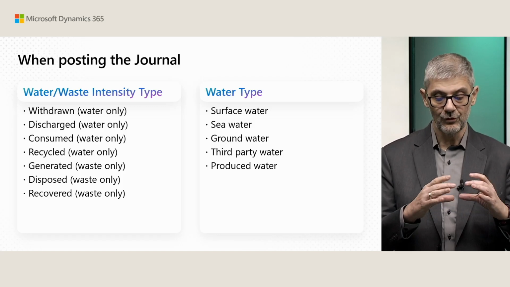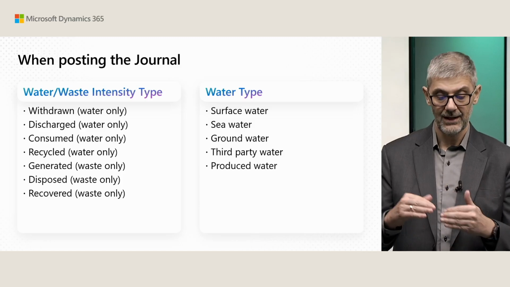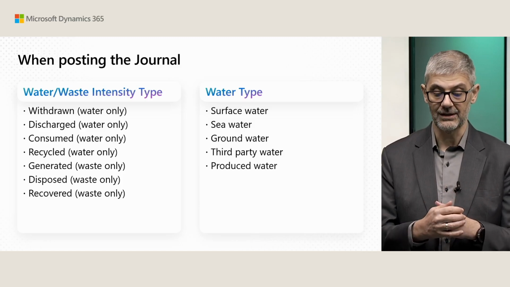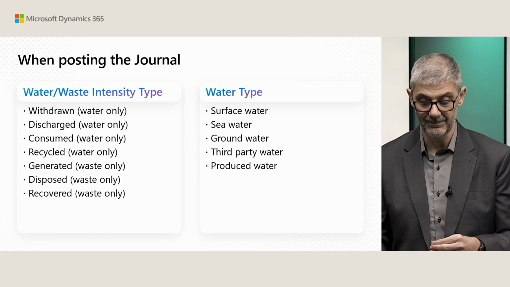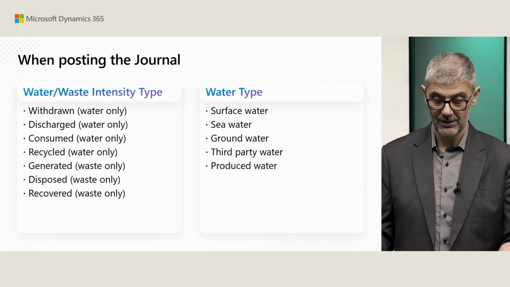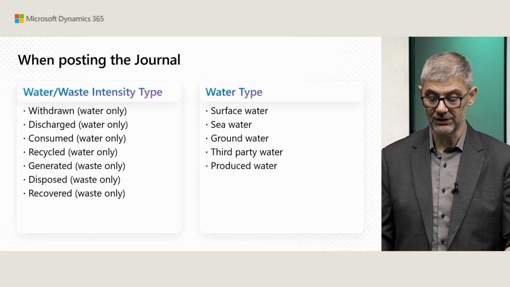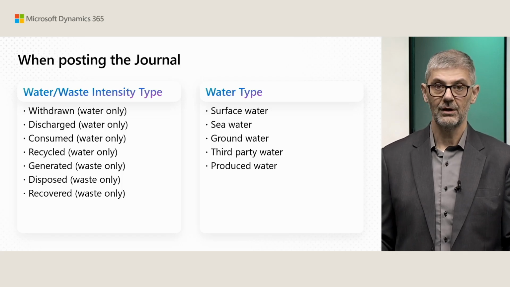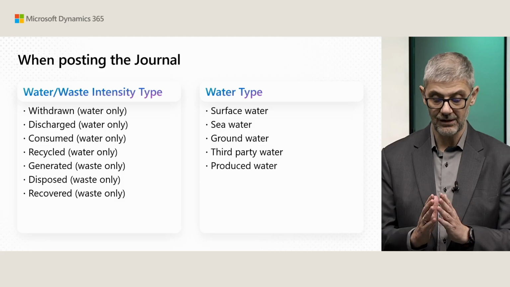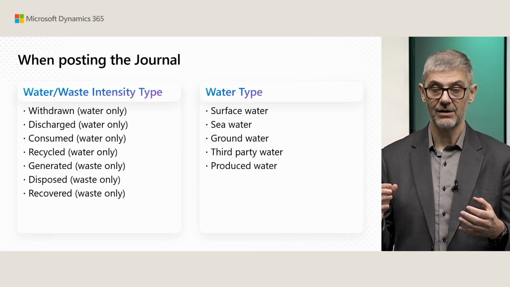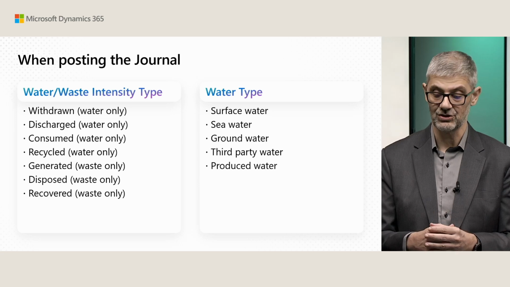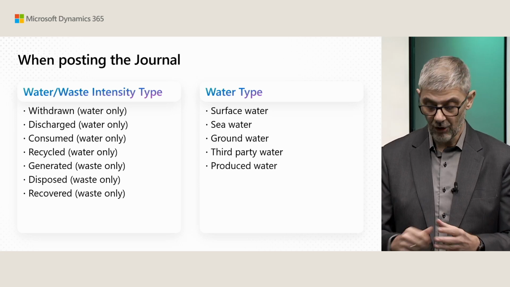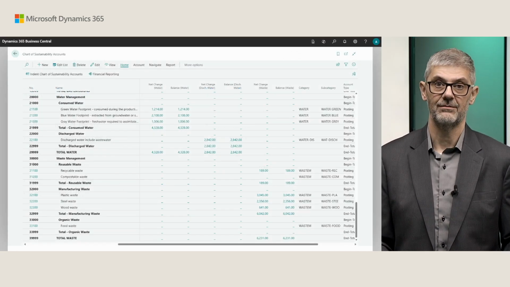Then further, if you are choosing water, besides the water intensity type, you need to choose a water type, and you can choose between surface water, seawater, groundwater, third-party water, and produced water. What I want to emphasize is that both of these options are enums, so you can extend them if you have additional options to track. Okay, let's look at how it looks in practice.